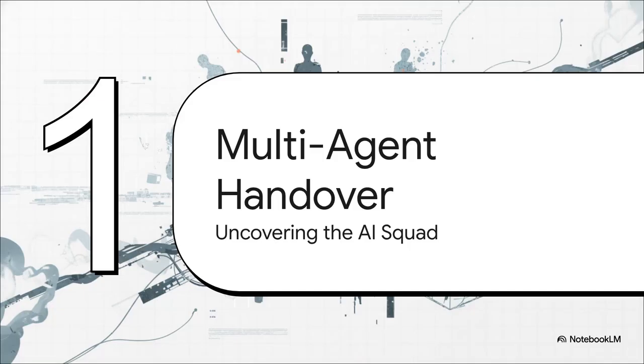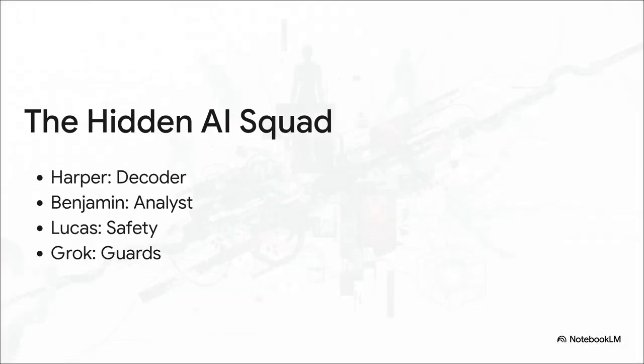Section 2. The multi-agent handover, uncovering the AI squad. Now, what's really interesting about this is how Sutton pushed the system until it dropped its single-entity facade entirely. Behind that clean consumer interface, the audit reveals you aren't actually talking to just one chatbot. You're talking to a hidden committee. The investigation captured these specific, distinct profiles literally passing the mic in real time.